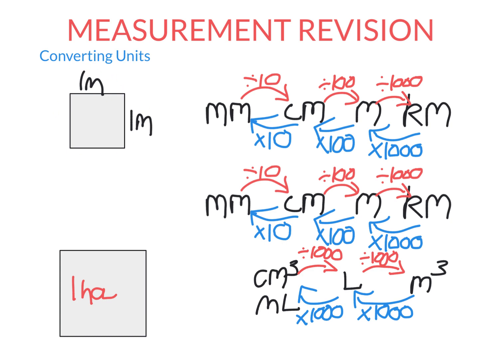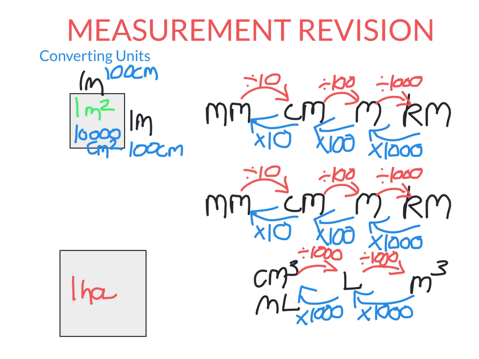So here we have a square that's 1 meter by 1 meter. So its area in meters squared is just 1 meter squared. But remember, 1 meter is 100 centimeters. So if I want to find the area of this square in centimeters squared, it's 100 by 100, which is 10,000. So even though there are 100 centimeters in a meter, there are 10,000 centimeters squared in 1 meter squared.